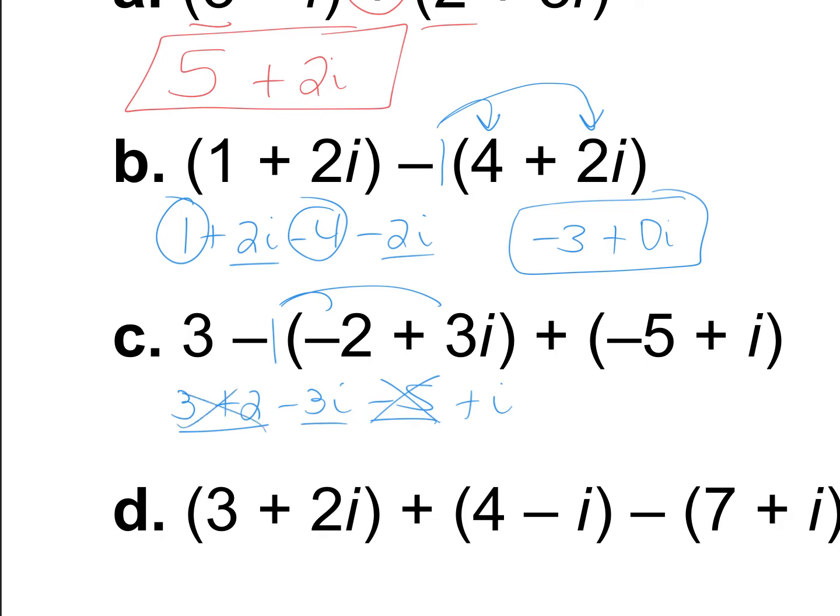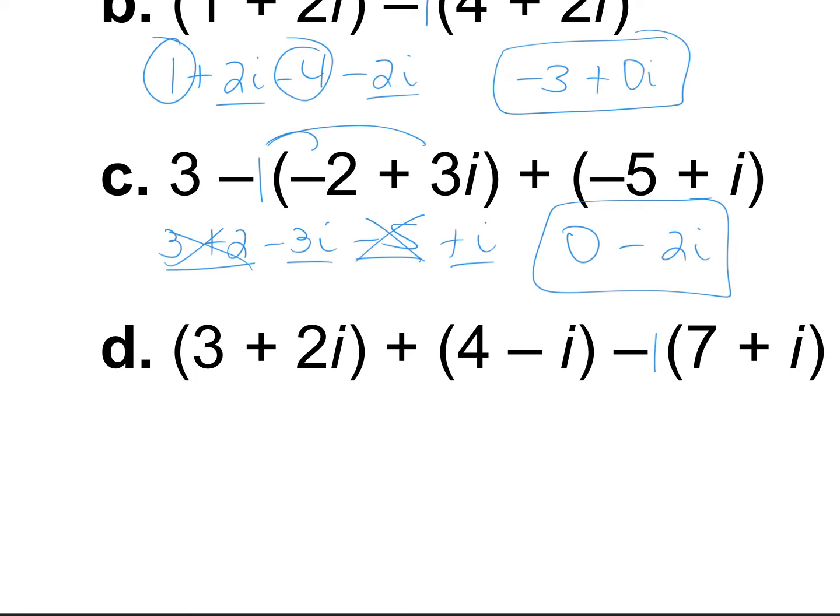And then what's a -3i and a positive i? -2i. So you could say 0 minus 2i, or you could just say -2i. Doesn't matter. But understand that it's negative. If they ask you what the real part is, you would say 0.